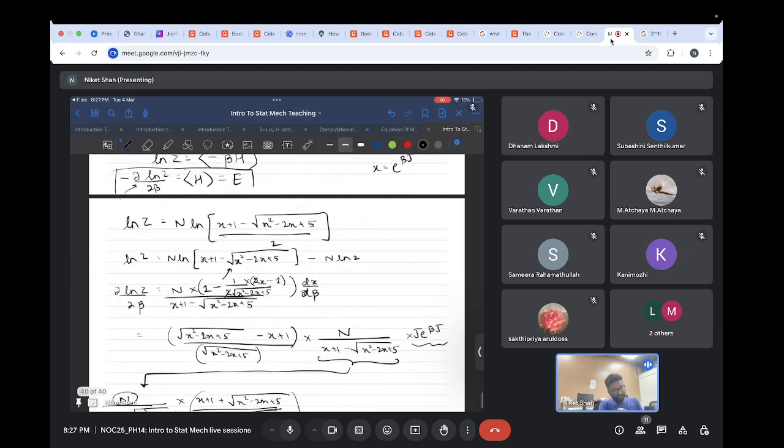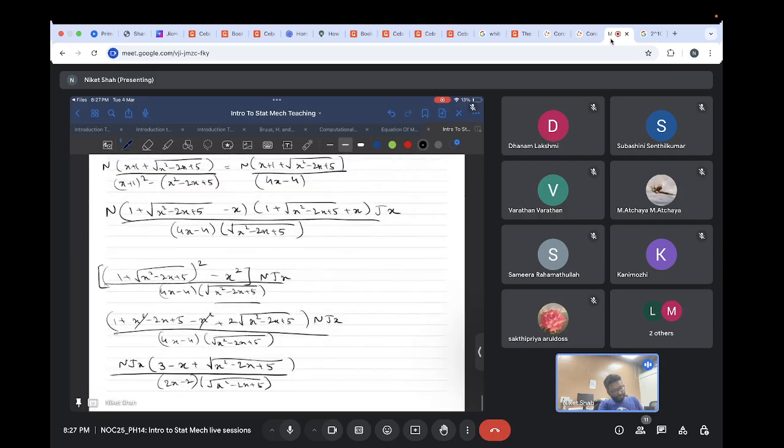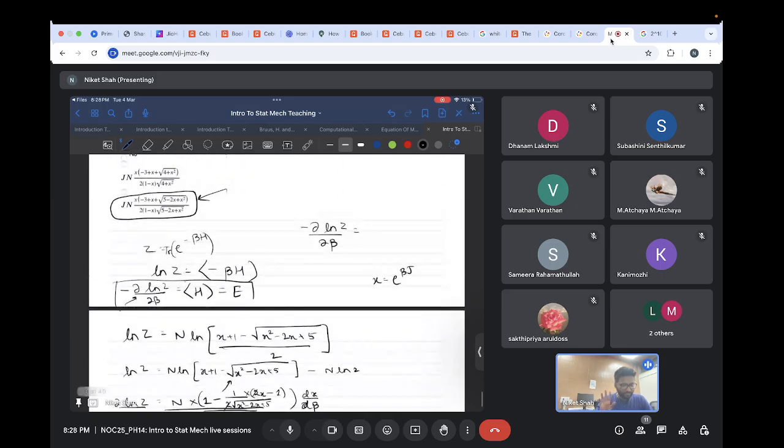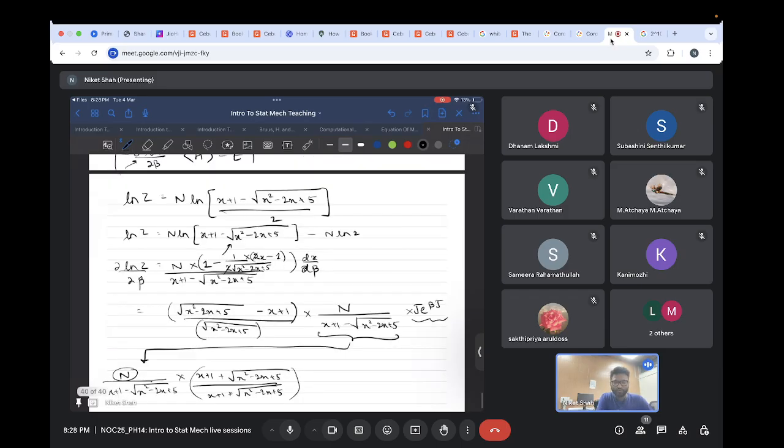But here this is just del ln z by del beta. Energy is the negative of this. So the negative of this will actually have 2 minus 2x. I will absorb this here and make it 2 minus 2x, which is exactly the answer we have. So that's what happens. That's how you have to solve this one. It's simply algebra. All you have to do is evaluate this expression del ln z by del beta and follow through with mathematics and you will get it.